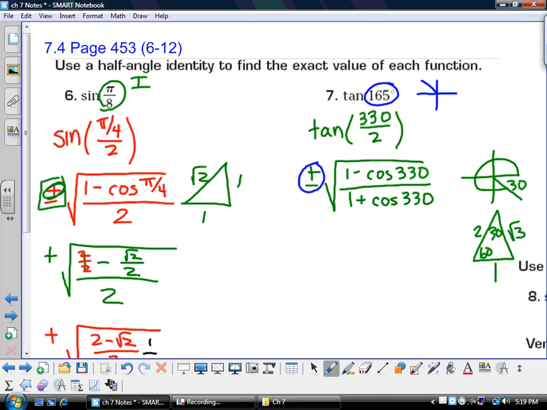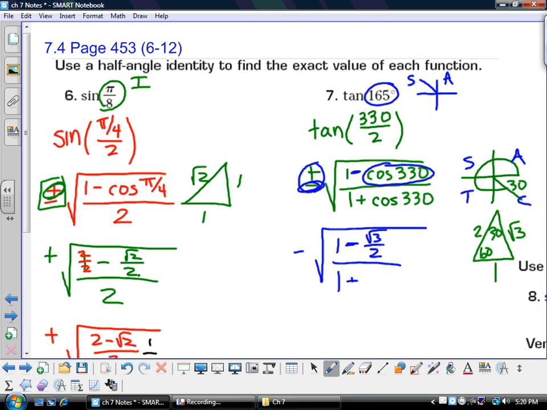165 is in the second quadrant. In the second quadrant, tangent is negative. So my answer is going to be negative. Cosine of 330. Well, the cosine of 30 is square root of 3 over 2. 330 in that quadrant, cosine is positive, so I don't need to change the sign. It was a minus here. It's going to be a minus here also. Same thing on the bottom of the fraction.